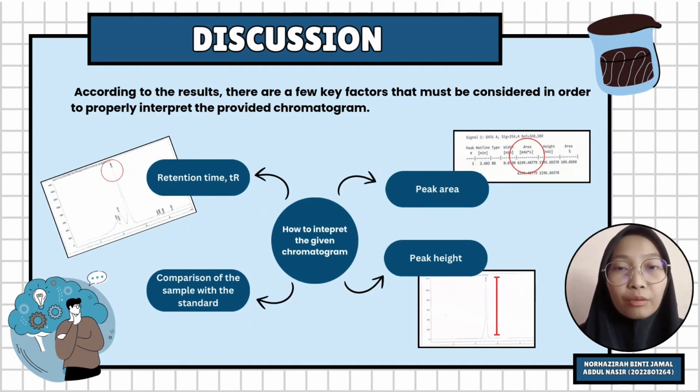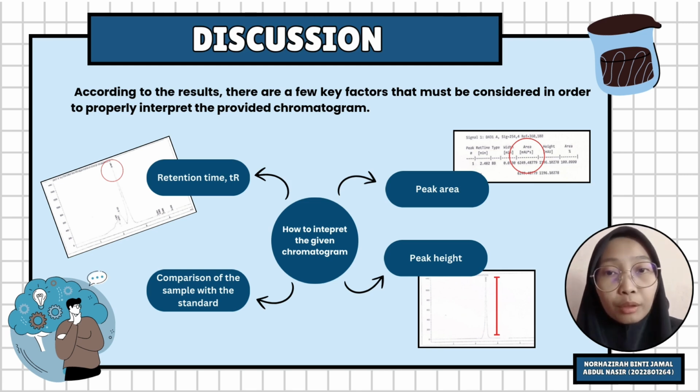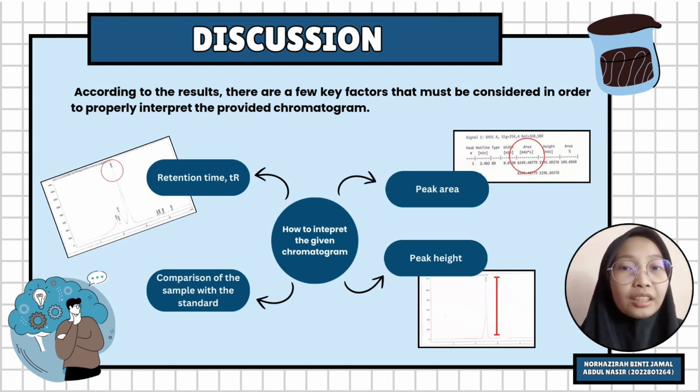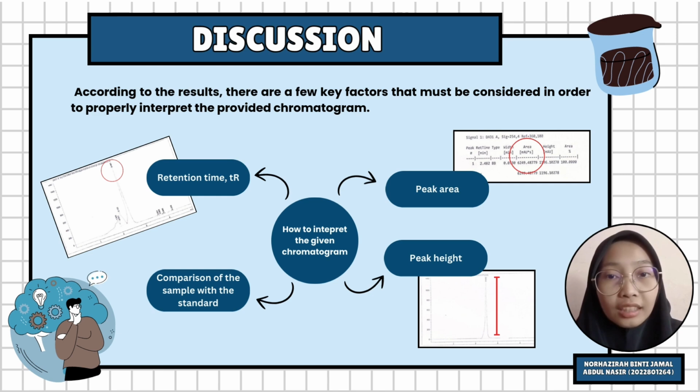According to the result, there are a few key factors that must be considered in order to properly interpret the provided chromatograms. This experiment focused on the retention times, peak area, peak height, and the comparison of the sample with the standard. Retention times are used to identify the specific components in the sample by comparing them to the known standard. Next, the peak area shows the relative concentration of the substance in the samples, where the larger the peak area, the higher the caffeine content in these experiments.